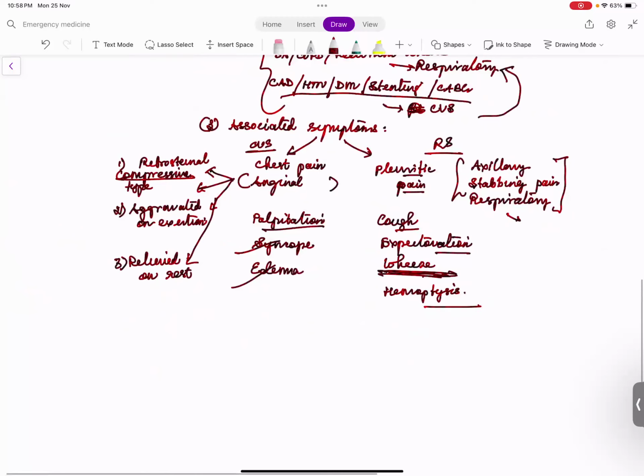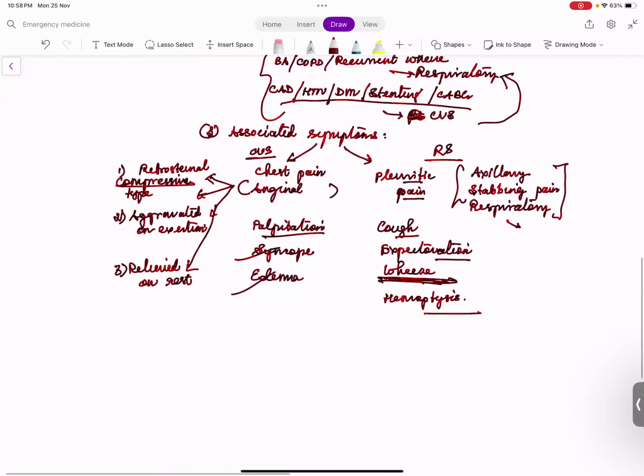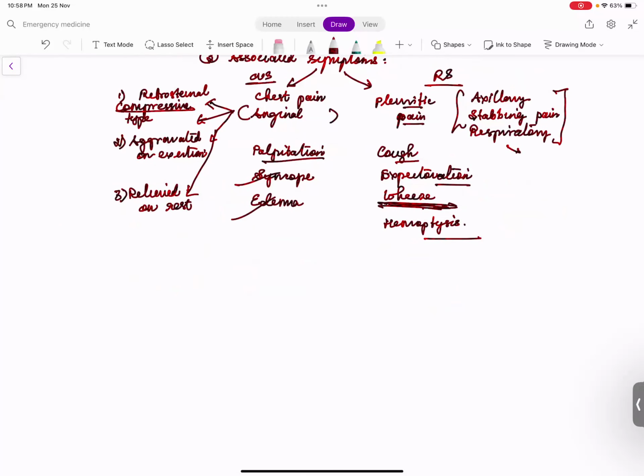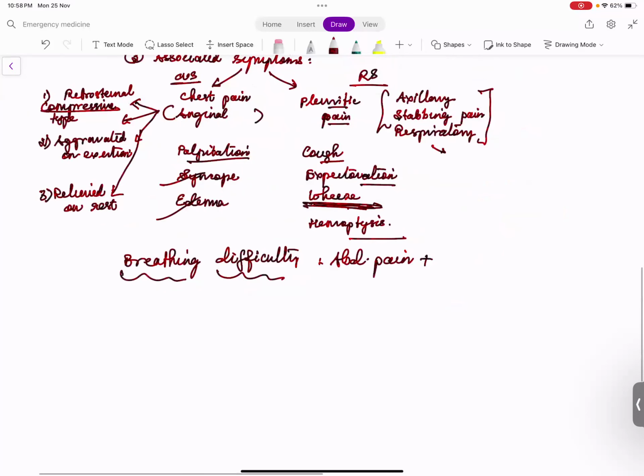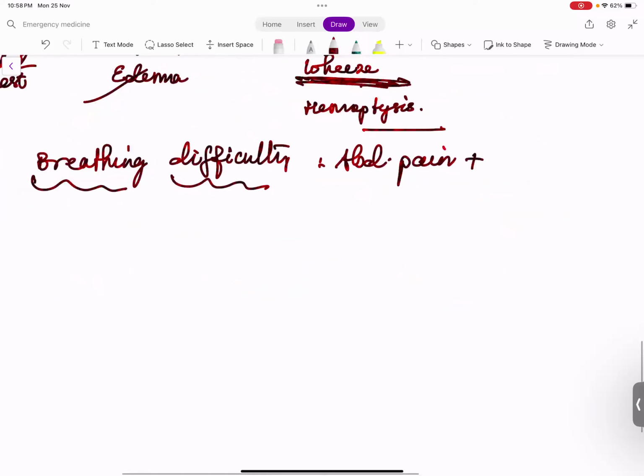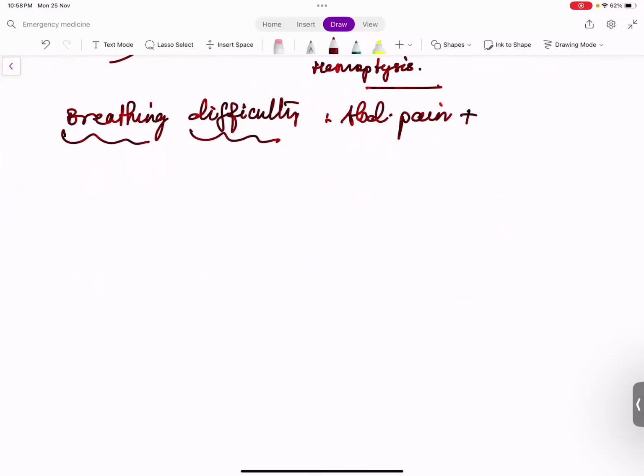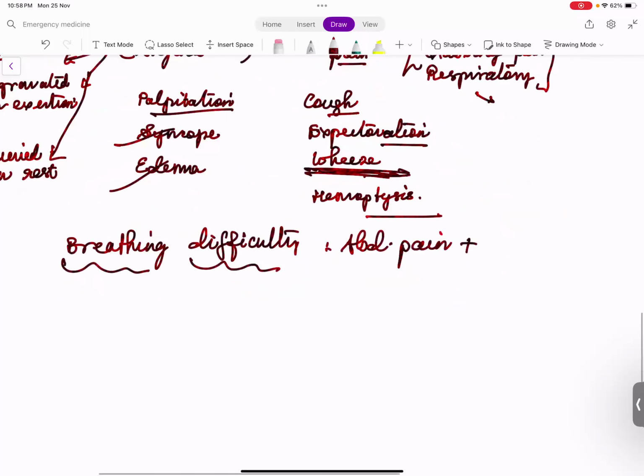Of course, patients can have respiratory distress even without any of these symptoms. He could have just a plain breathing difficulty. The complaint will be just breathing difficulty: I don't have any cough or expectoration, or it could be an unrelated symptom, abdominal pain plus breathing difficulty. So in that case, we cannot fit it into cardiovascular or respiratory. In that case, you have to look for a few other things, which I'll tell you shortly.